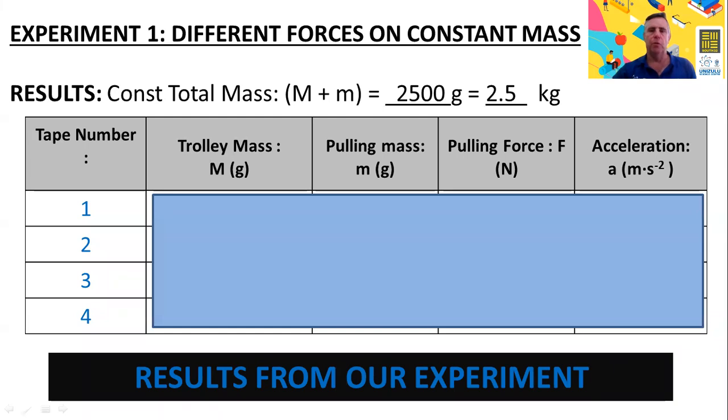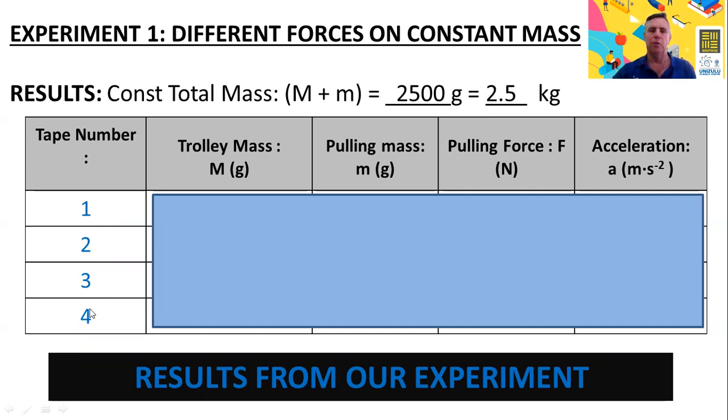So it's very important to watch that video and see what actually happens in the experiment so it can be real. So let's fill in the results on your results table in your notes. So at the top of the table, we put the constant total mass. And as you saw, that was 2,500 grams or 2.5 kilograms. That's not going to change, which is why we put it at the top. That is the controlled variable.